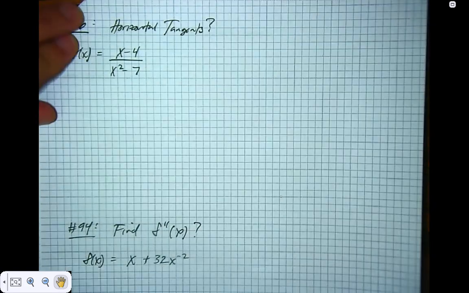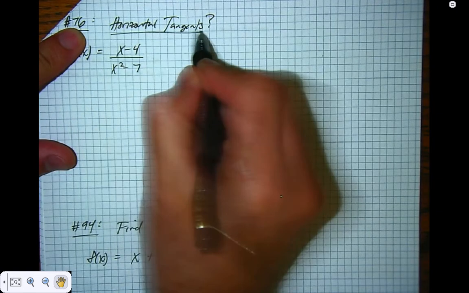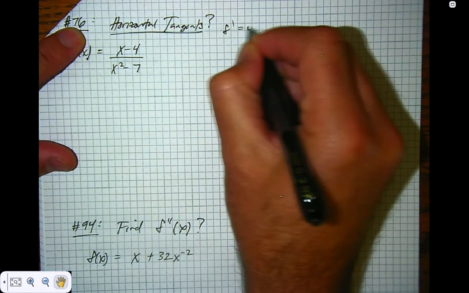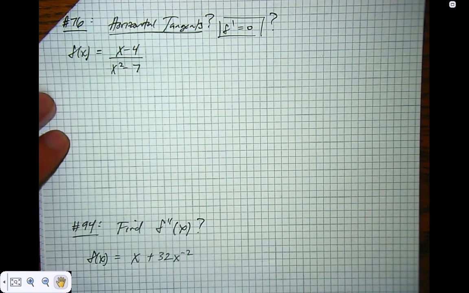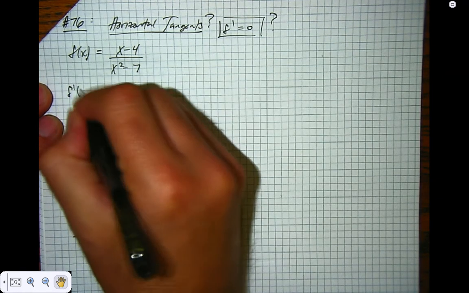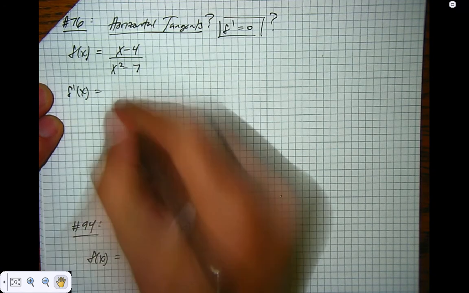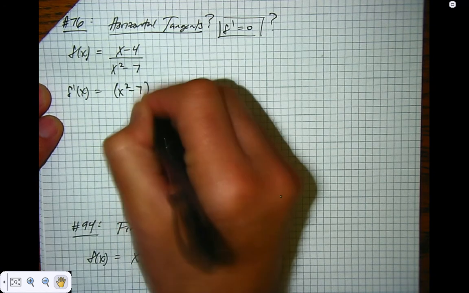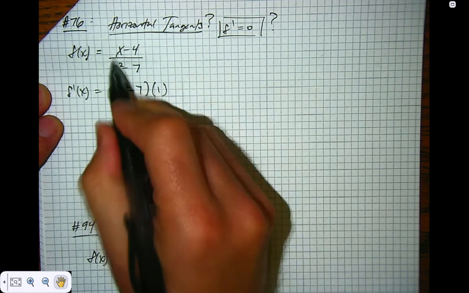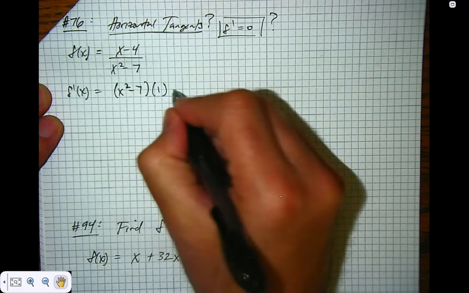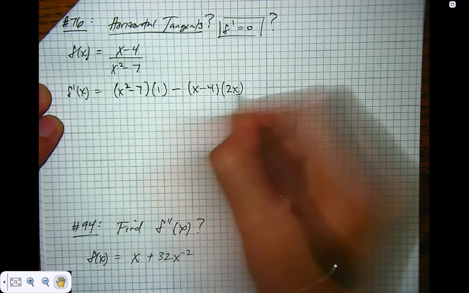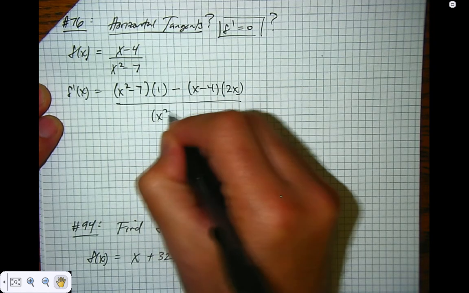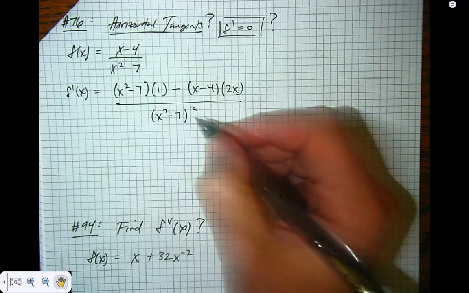All right, 2 more. The second one, this is another practice, right? I just kind of shortened the directions here. Horizontal tangent, that's asking you to find when is the derivative equal to 0. All right, so f prime, quotient rule again. Low, x squared minus 7, d high, which is 1, right, the derivative of x. Low d high minus high, d low, which would be 2x, all over low quantity squared.